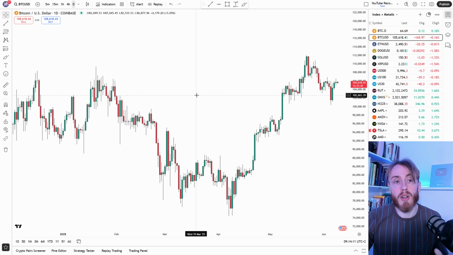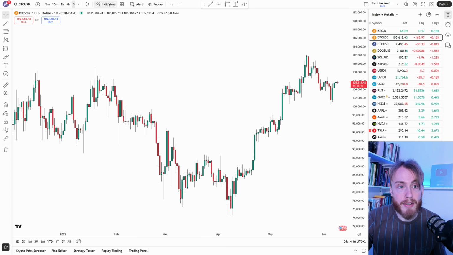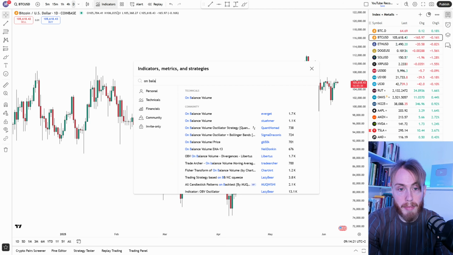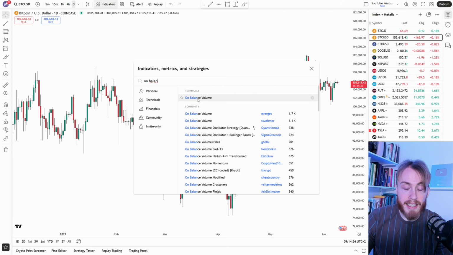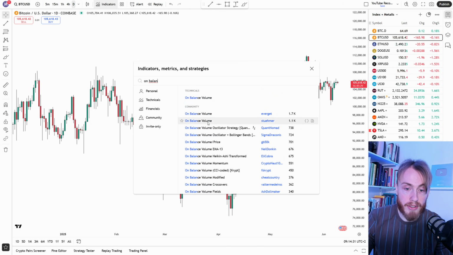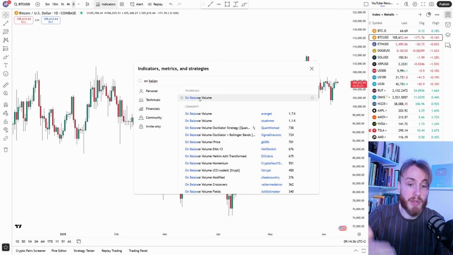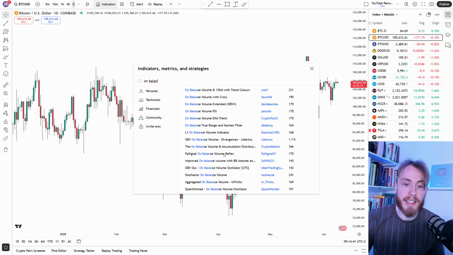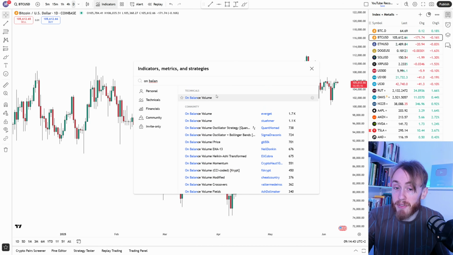But now, first of all, how do we open the indicator in TradingView? Well, to open it up, you go up here to the Indicators tab, and then you search for On Balance Volume. And as you can see here, we have a pre-made indicator built by TradingView, and you also have tons of community built indicators. I'm pretty sure that the pre-made indicator here is available for the TradingView free plan, but some community made indicators and some other indicators in TradingView are not available on the free plan.